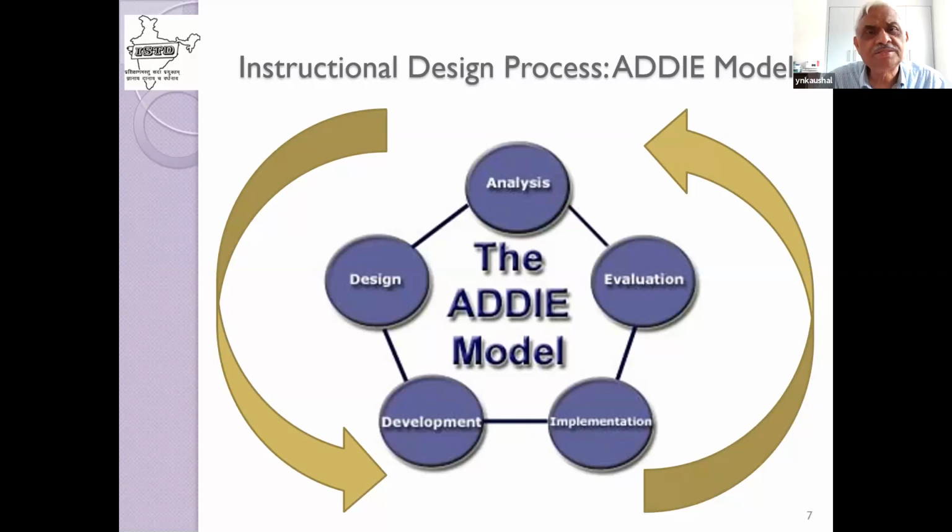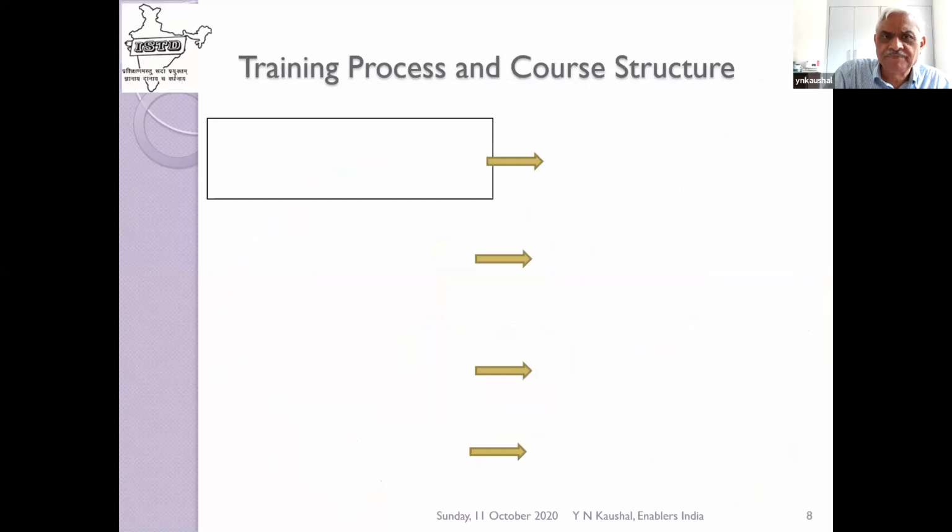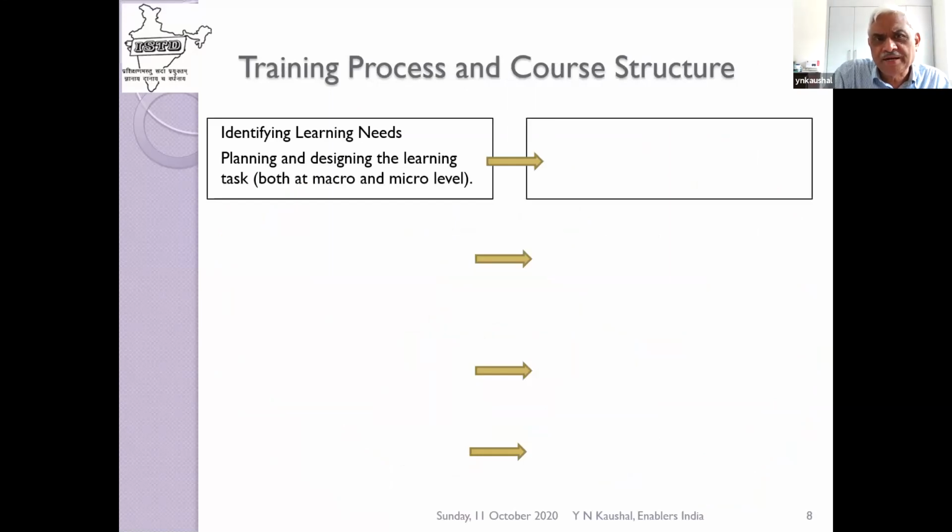So the five steps which I shared earlier are very similar to the five steps in the ADDIE model. Now we look at how this is connected to our program structure. Identifying learning needs and planning and designing the learning task, at both macro and micro level, is handled in paper 2, which is instructional design. This is what I'm handling, so these are the things that I would be teaching you.